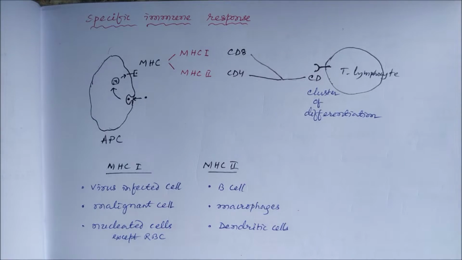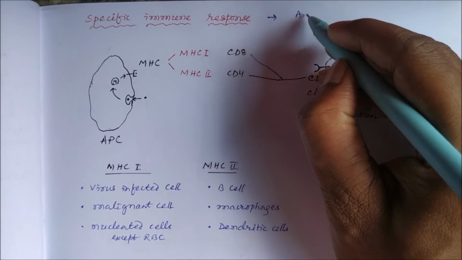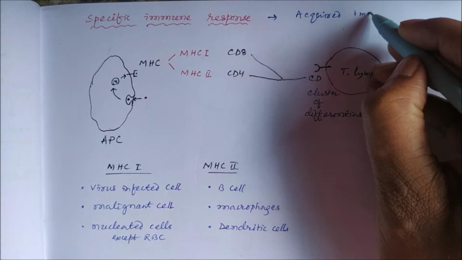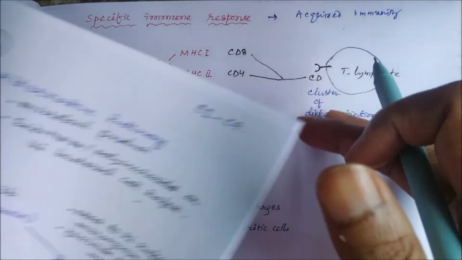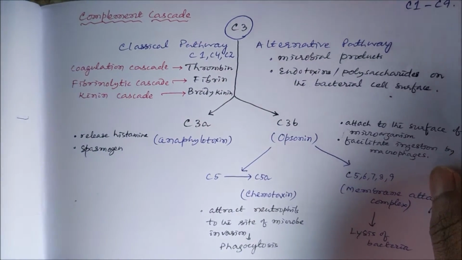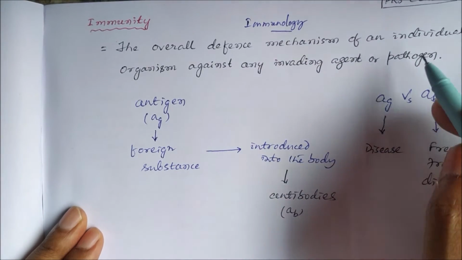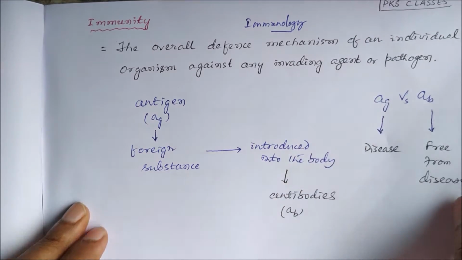Namaskar. Today we'll discuss the specific immune response which produces acquired immunity. Acquired immunity. So we know that immunity is the defense mechanism developed by an individual organism against any invading agent or pathogen.